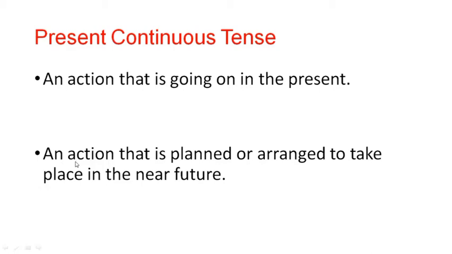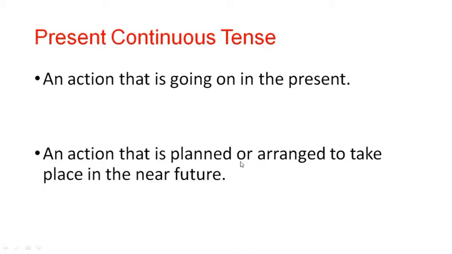And a second condition is an action that is planned or arranged to take place in the near future. Near future, that means it might be in the afternoon. If you want to do some action in the evening, so you are planning to do an action, in that case you can use present continuous tense. At that time you're going to do this action. So an action that is planned or arranged to take place in the near future, in this condition also you have to use present continuous tense.